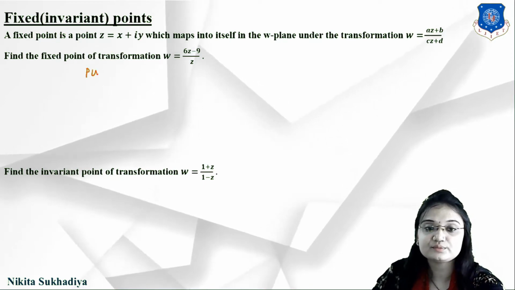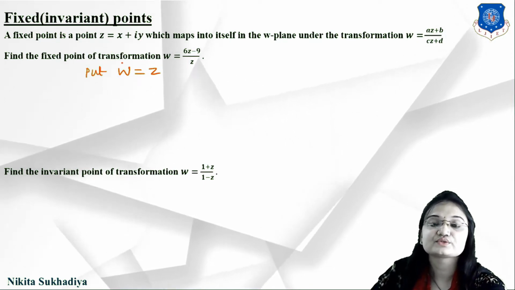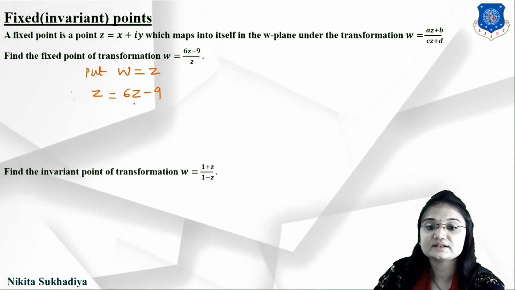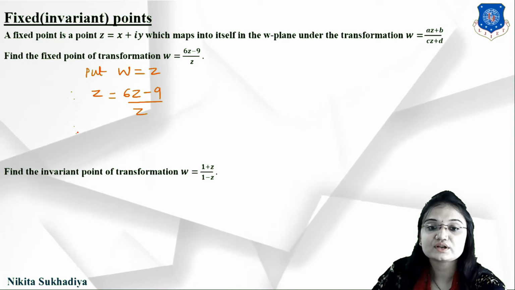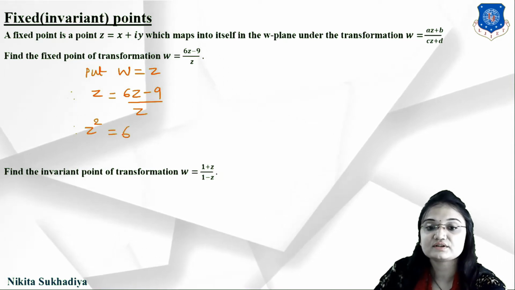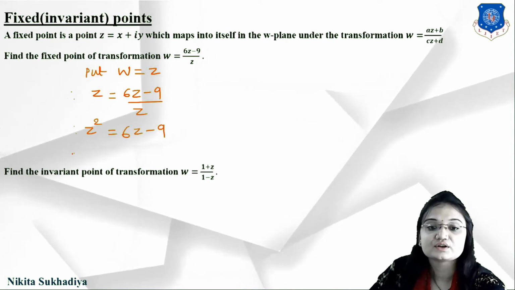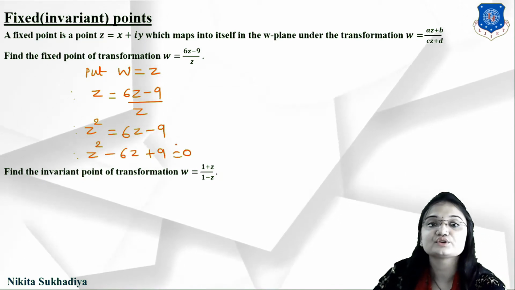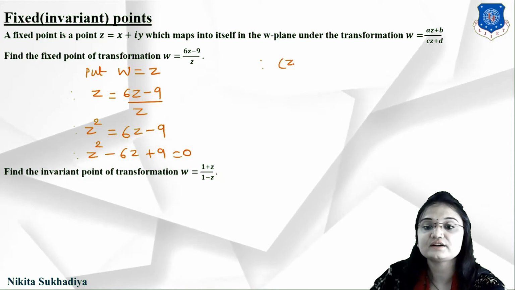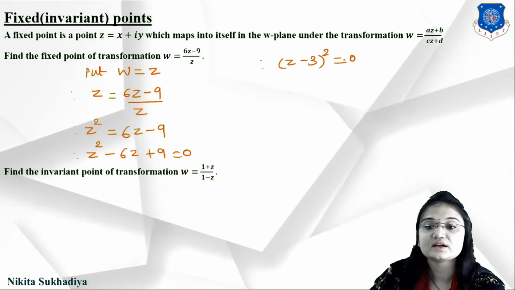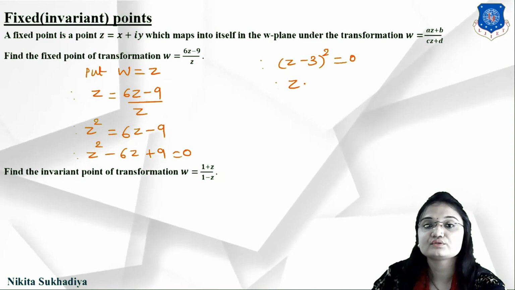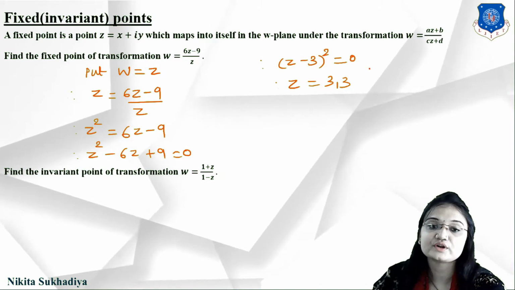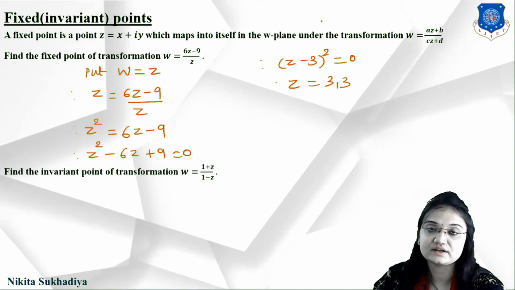Here put W = Z. So we get Z = (6Z - 9)/Z. This will become Z² = 6Z - 9. So this is nothing but Z² - 6Z + 9 = 0. So this is (Z - 3)² = 0. So we have 2 points, that is Z = 3 and 3. So these 2 points are the fixed or invariant points.